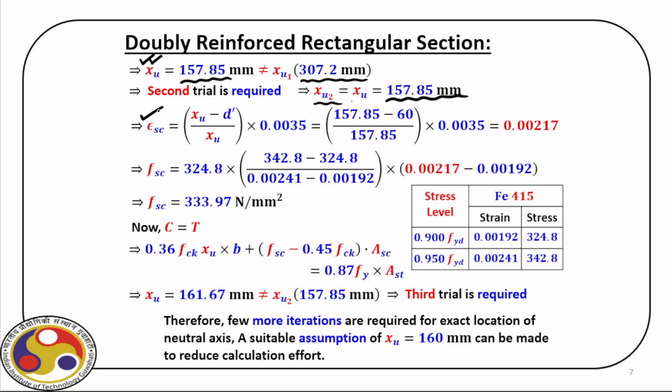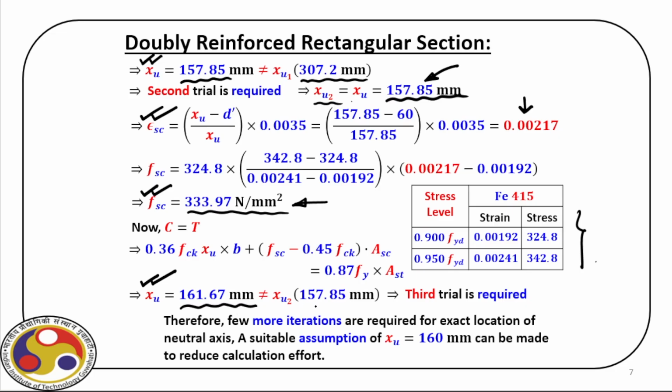So we find out the strain in the compression steel, which is in this case 0.00217. Then again we go for an interpolation, find out the stress in the compression steel, which is 333.97 Newton per millimeter square. Then again we recheck whether this assumption of XU is correct or not. And for that, with this new value of stress in the compression steel, we revisit to calculate XU. Now what you see here is the new value of XU is 161.67.